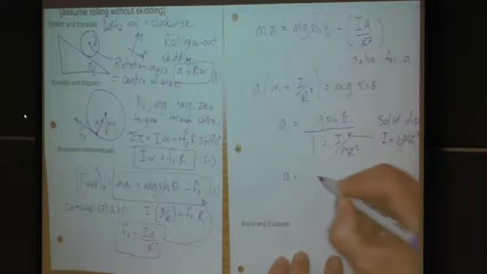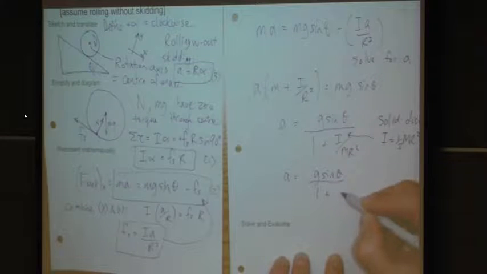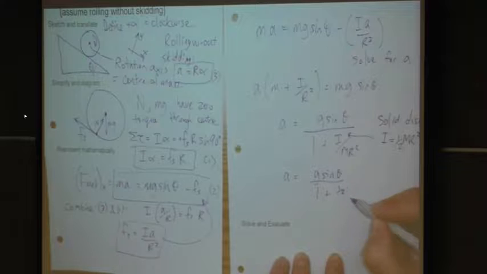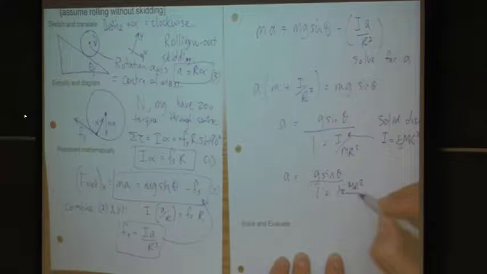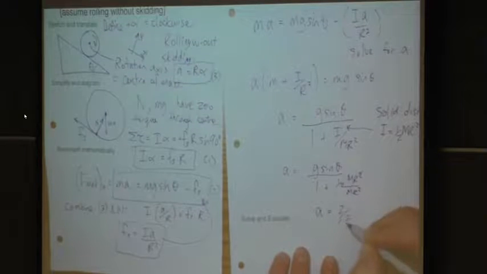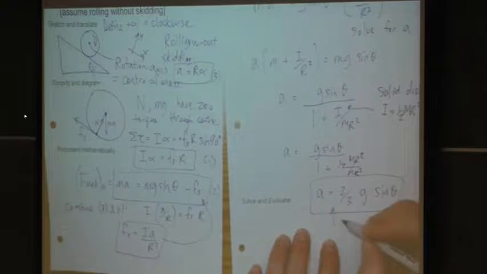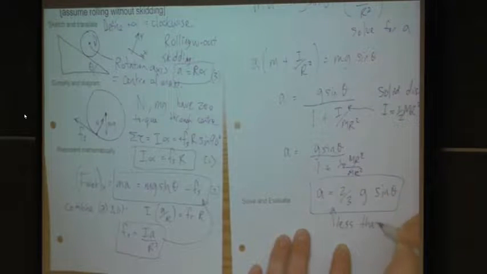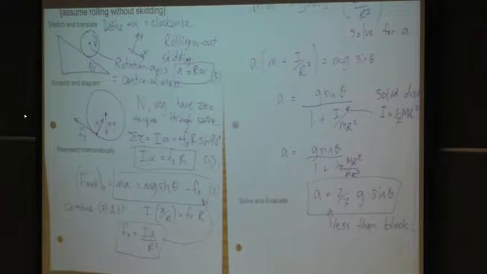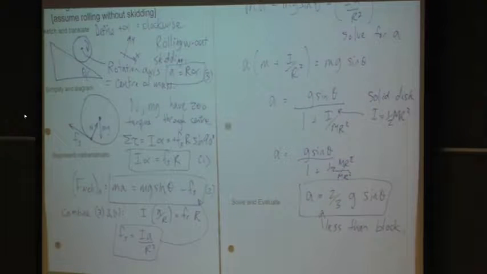And you get A is equal to g sine theta times 1 divided by 1 plus 1/2 times mr squared over mr squared, and these cancel. So you end up with 2/3 g sine theta. So this is less than the block. Make sense? So that's sort of the reasoning behind that.